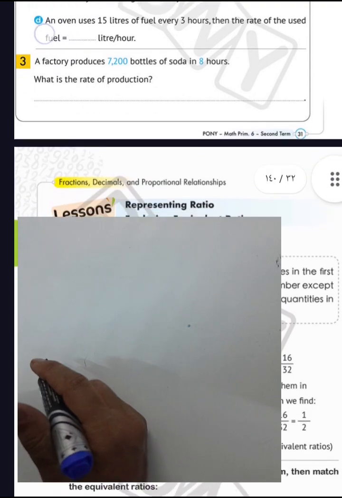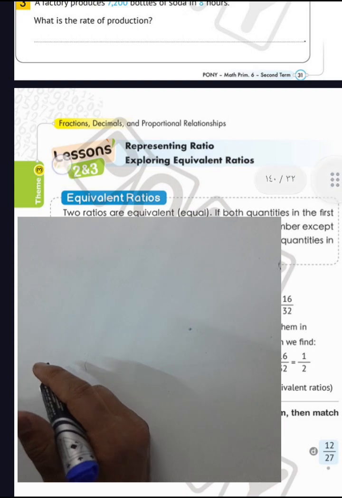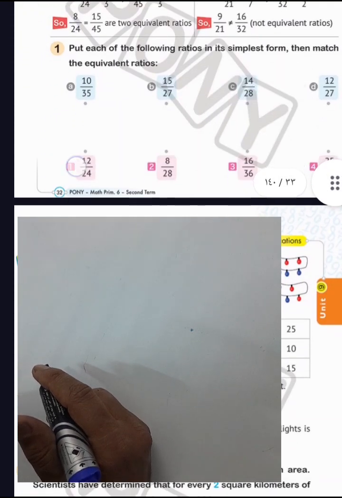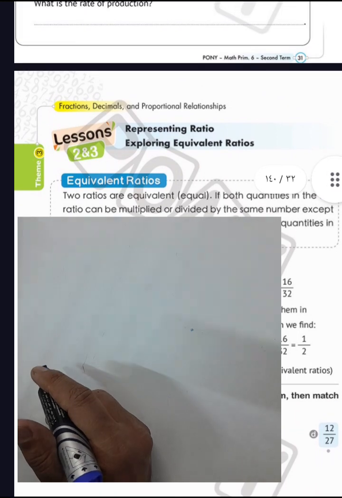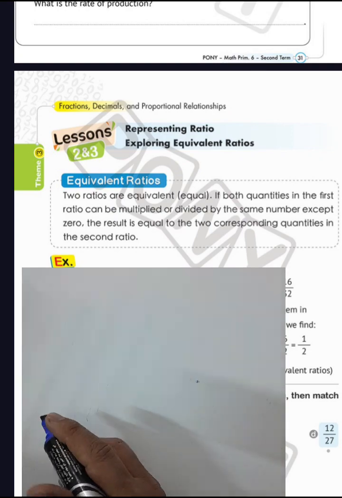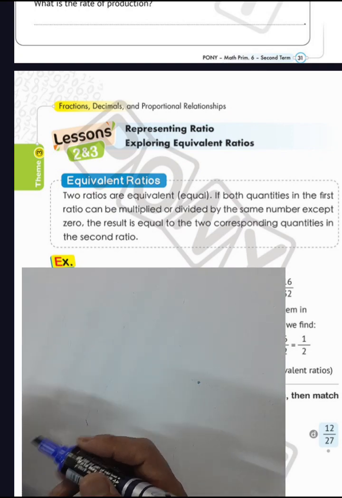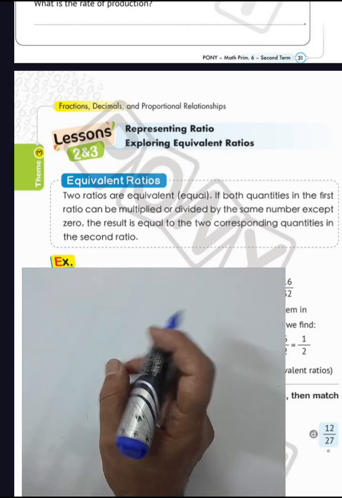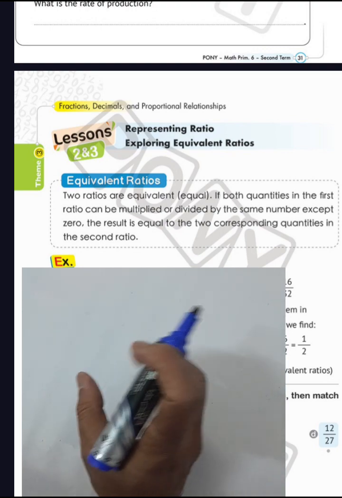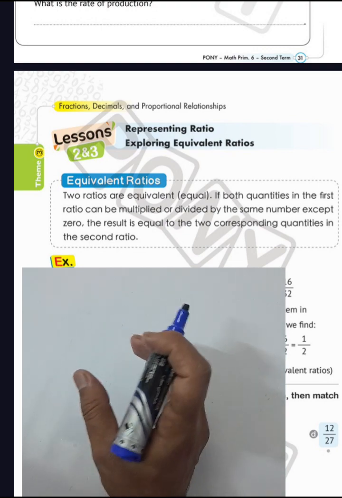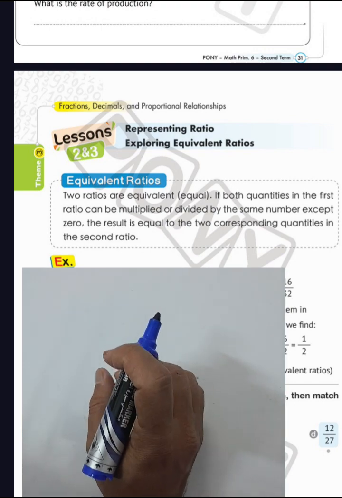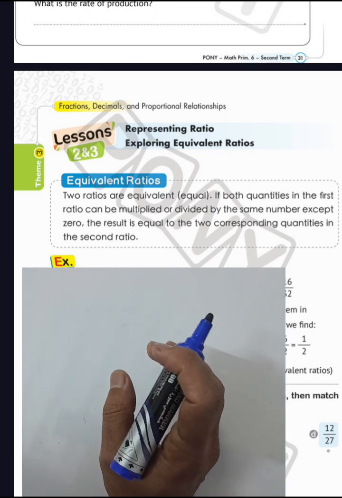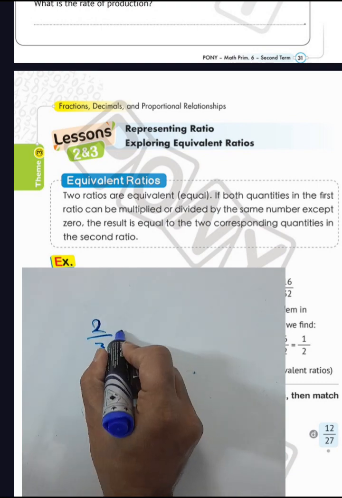It was question 3 about lesson 1. What about lessons 2 and 3? Here, lessons 2 and 3 talk about expressing ratios and exploring equivalent ratios. What about equivalent ratio? It means two ratios are equal if both quantities in the first ratio can be multiplied or divided by the same number except 0. The result is equal to the two corresponding quantities in the second ratio, such that if we have 2 over 3, it's the ratio between two numbers.